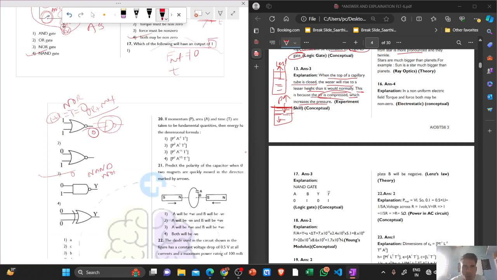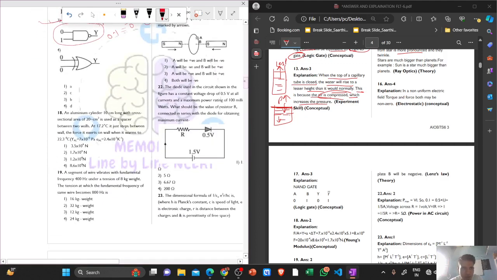If you ask me that the output is 1, so you need to have output 1. So only in the case of the third option you are getting output 1, because 0 dot 1 is simply 0 and bar of it is 1. Output is 1 in the case of the third option, the NAND gate. Now moving to the next question.